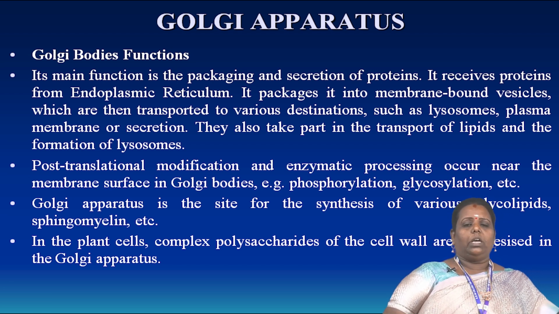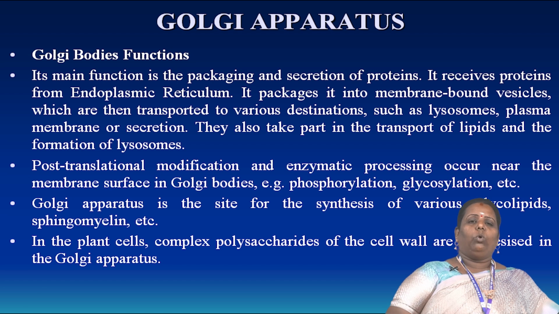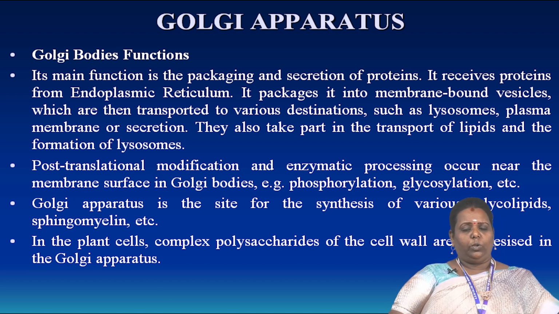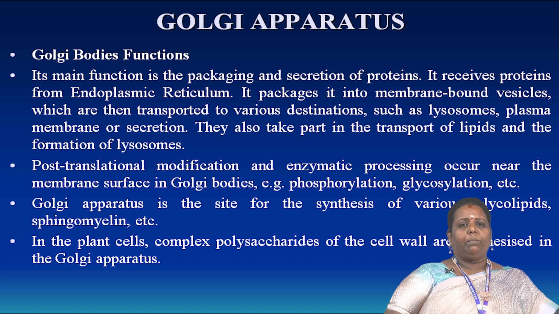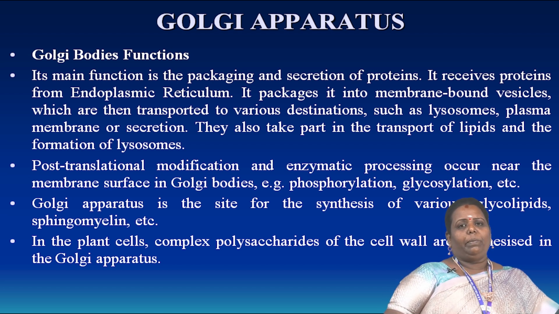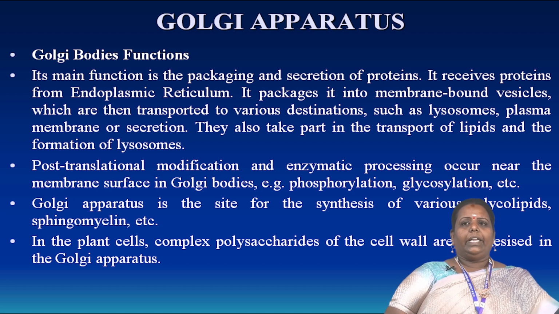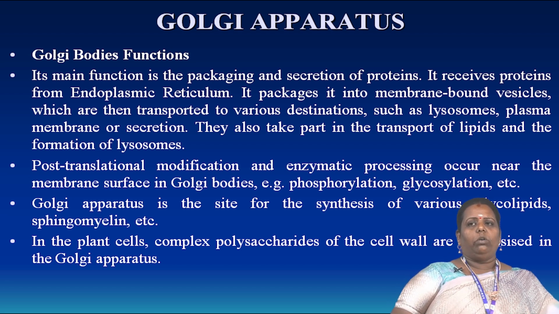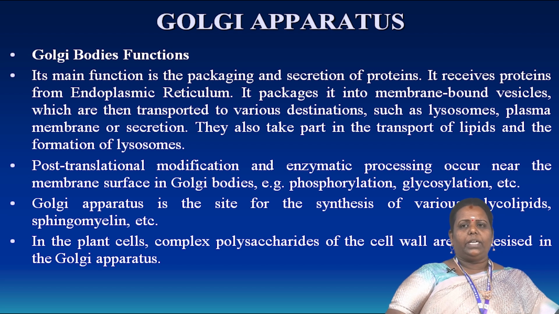Normally, two types of endoplasmic reticulum occur: one is the rough endoplasmic reticulum, another is the smooth endoplasmic reticulum. It depends upon the presence of ribosomes in the endoplasmic reticulum. If ribosome is present in the endoplasmic reticulum, it is called the rough endoplasmic reticulum. It is packaged into some membrane-bound vesicles, and then it is transported to various destinations. What are the various destinations? Cell organelles such as lysosome, plasma membrane, and secretion.